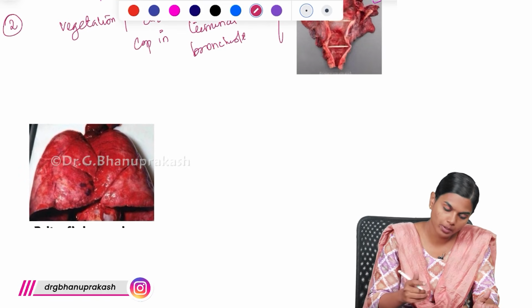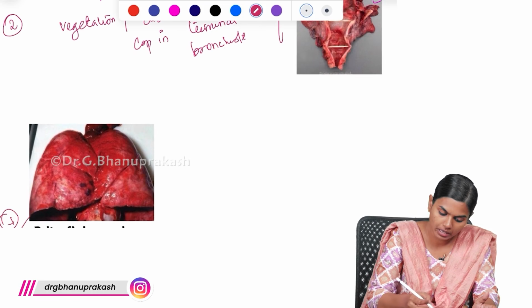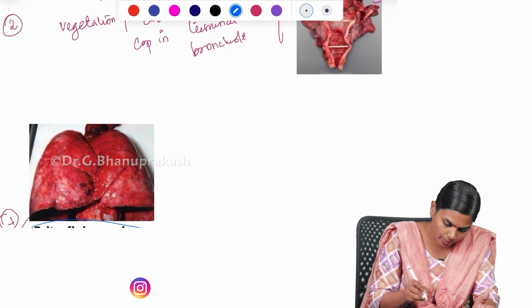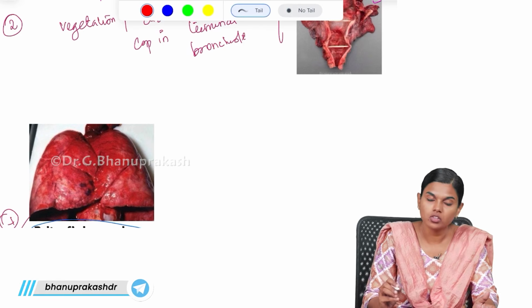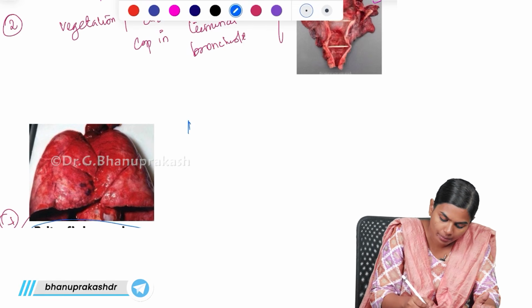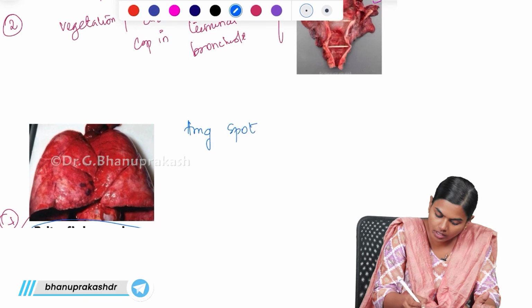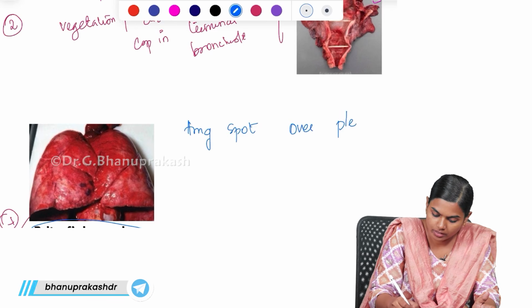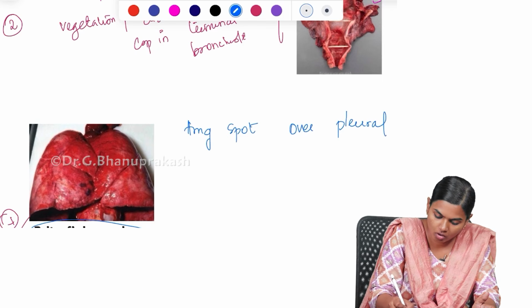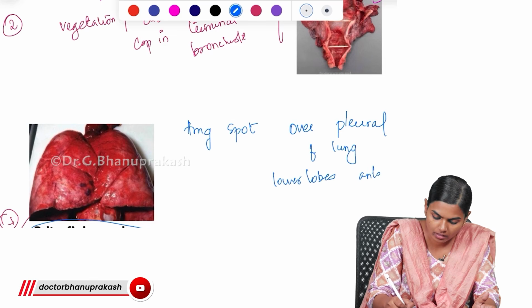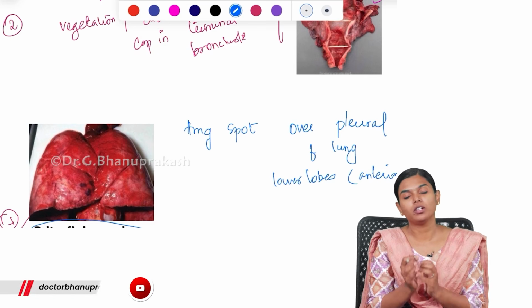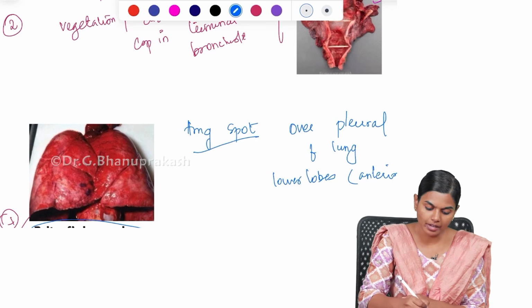Apart from that, there is one more important question that they can ask, which is Paltauf's hemorrhage. So what is Paltauf's hemorrhage? See this here, do you see a hemorrhage? This is simply a hemorrhagic spot seen over the pleural surface of the lung, mostly over your lower lobes, anterior aspect. Sometimes over the margins you will get to see this hemorrhagic spot.